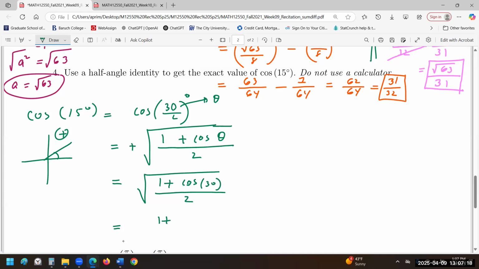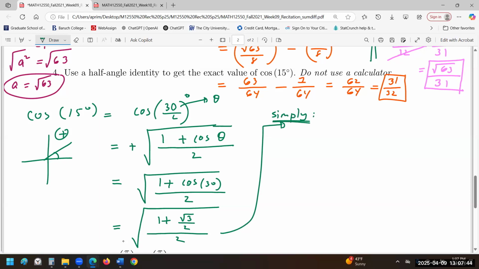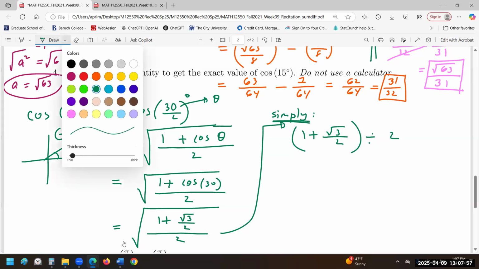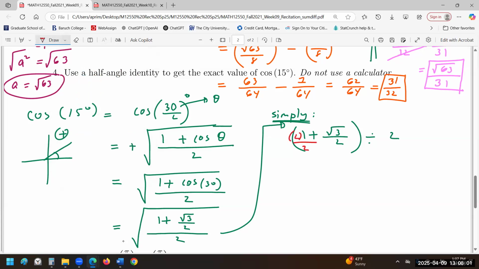How much is cosine 30 degrees? Square root of 3/2. We divide that by 2. Take the square root. Now if you don't simplify, you stop here. But if you would like to simplify, then you go into algebra. So you don't have to do that, but just for fun, let's simplify. We have 1 plus square root of 3/2, and we are dividing that by 2. Let me write it horizontally so that I have enough space. So in order to combine this, we need to have same denominator, so multiply top and bottom by 2.